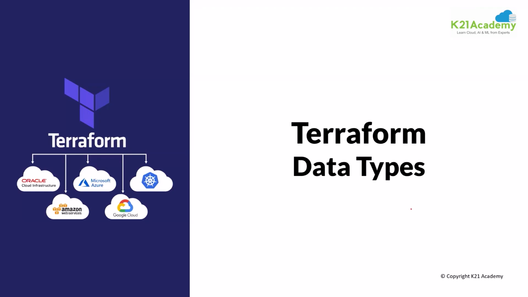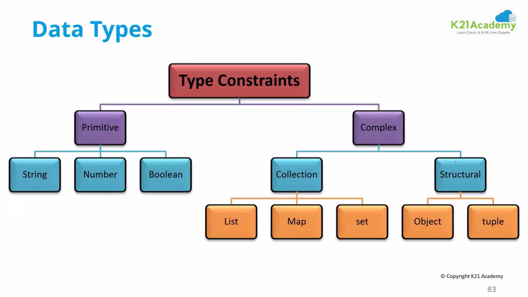Data types in Terraform. Now, if you remember in variable, there was an argument called type. If you want to restrict the user to define which type of value you want to accept for that variable, you can do that using the type argument. So you can put a type constraint. That type can be string, number, boolean, list, map, and so on. There are different data types.